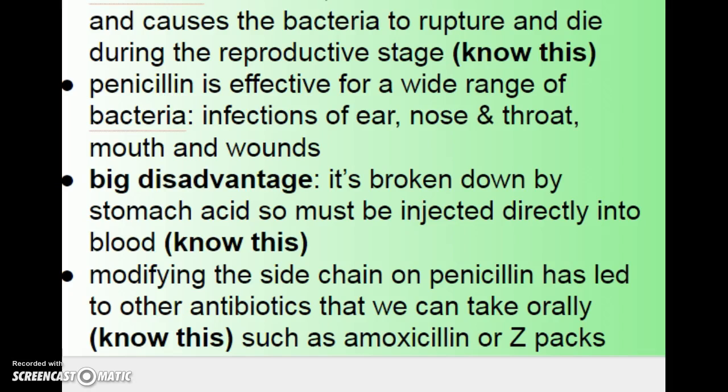So instead what they have done is they've modified the side chain on penicillin G and come up with these other antibiotics which have similar names, like amoxicillin, and there's a whole bunch of them out there. Z-Pax is another one that people tend to have prescribed often. But there's all these other antibiotics that we can take orally because they're not affected by the stomach acid.